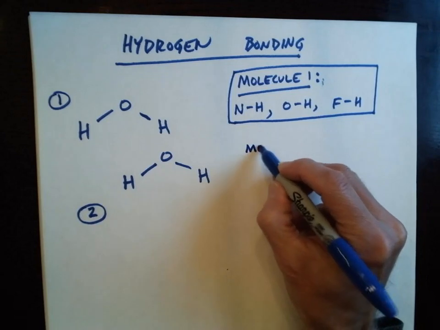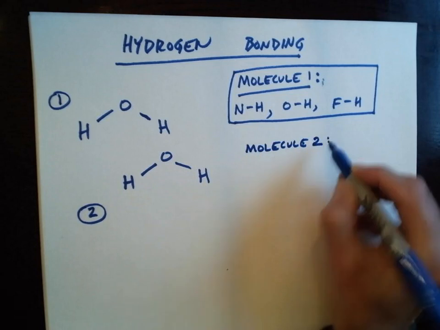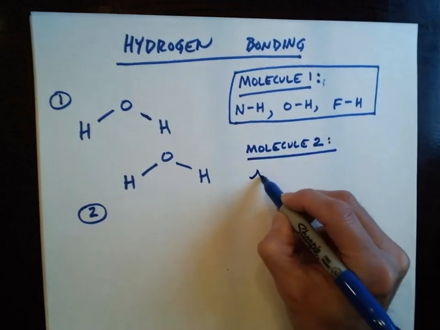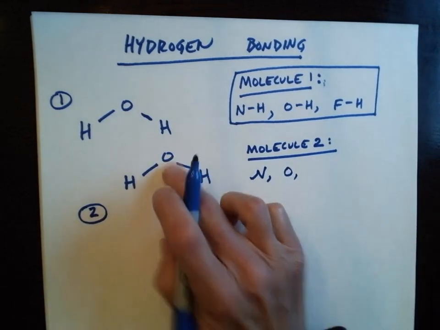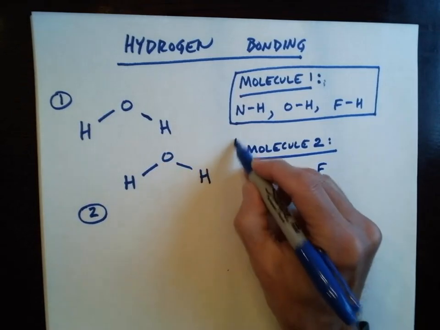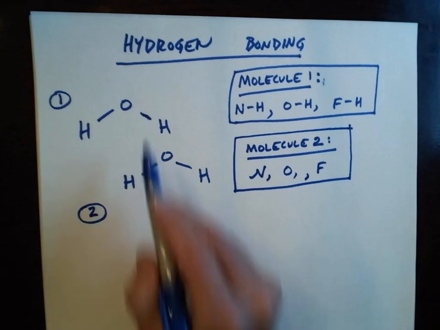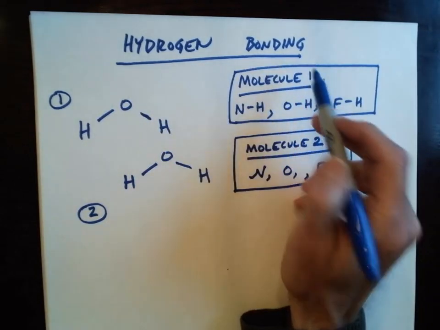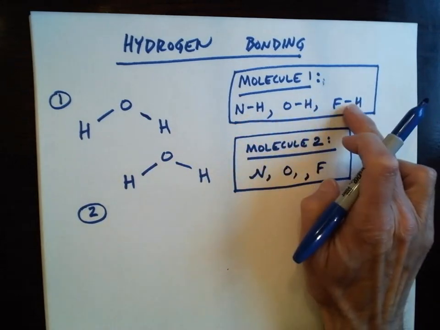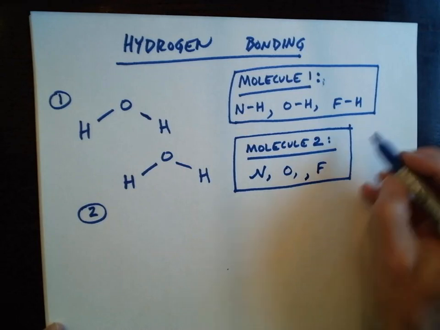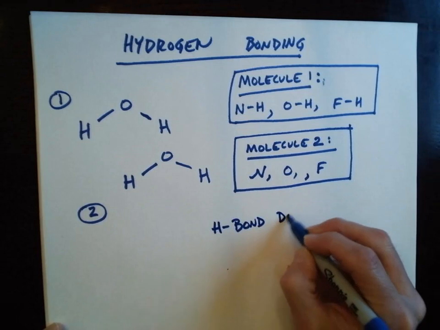The second molecule, in order for hydrogen bonding to occur, is going to need either a nitrogen atom, which we don't have, an oxygen atom, which we do have, or a fluorine atom. If you have these two things, then hydrogen bonding can occur. The molecule with the NH, OH, or FH bond, we call that the hydrogen bond donor.